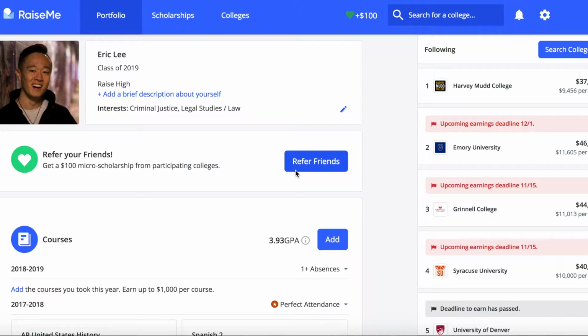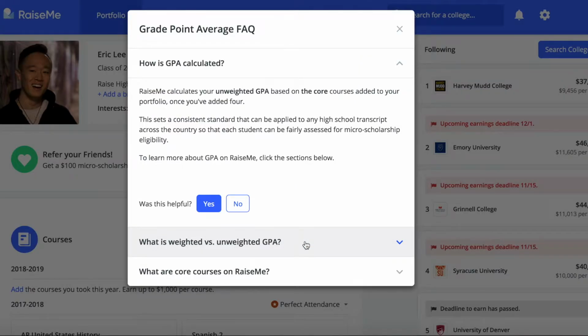It stands for grade point average, and it's a way for you to know how you're improving and making progress in your academics. So, let's go ahead and learn a little bit more about how that relates to your RaiseMe account. When I click the I icon next to GPA, next to my courses, it's going to give me more information about how GPA is calculated on RaiseMe.